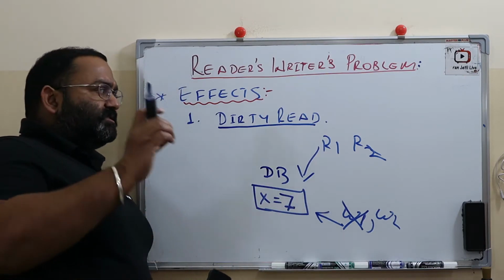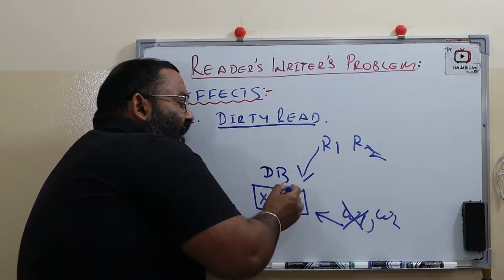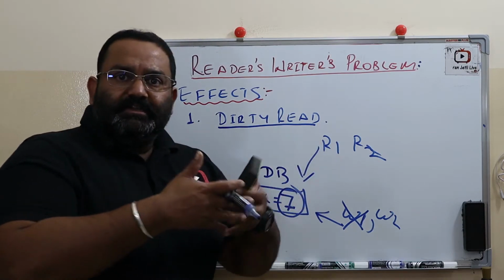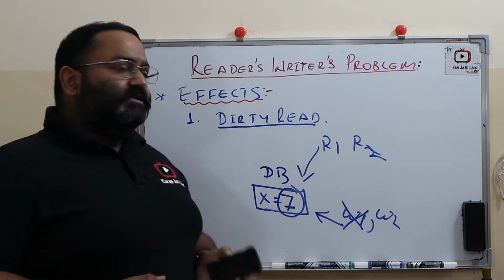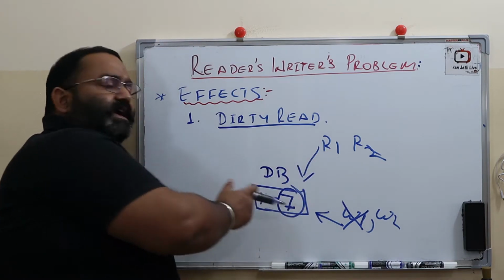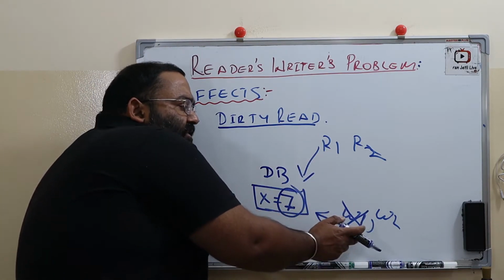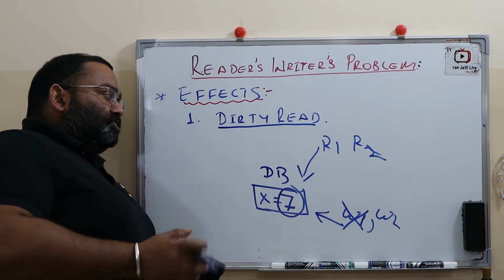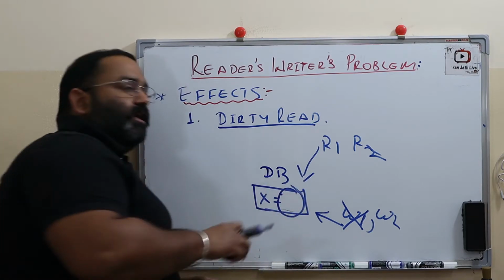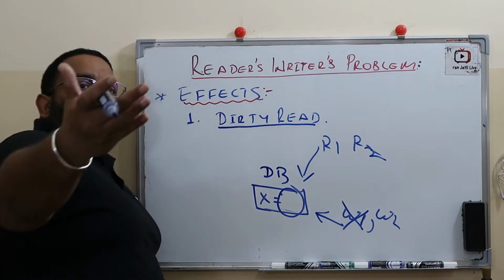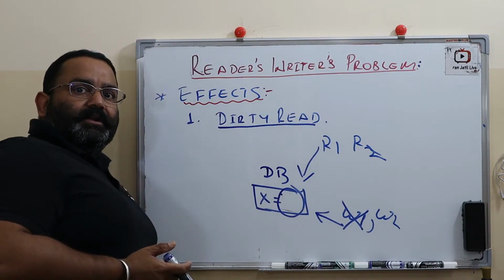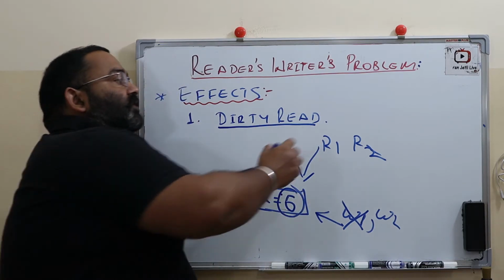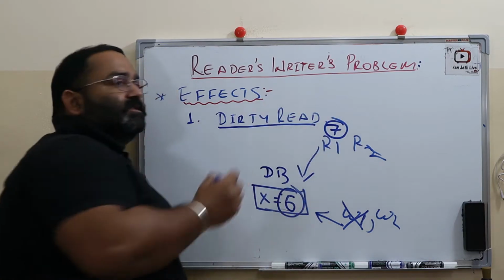The moment it made it 7, reader R1 read this value, because they are not synchronized and are accessing it at the same time. R1 accessed this value. After R1 accessed it, my writer W1 failed. Then what happened? The system reverted the value of 7 back to the original value because the thread which was updating it failed. But before it could change it back to 6, R1 had already read it as 7.